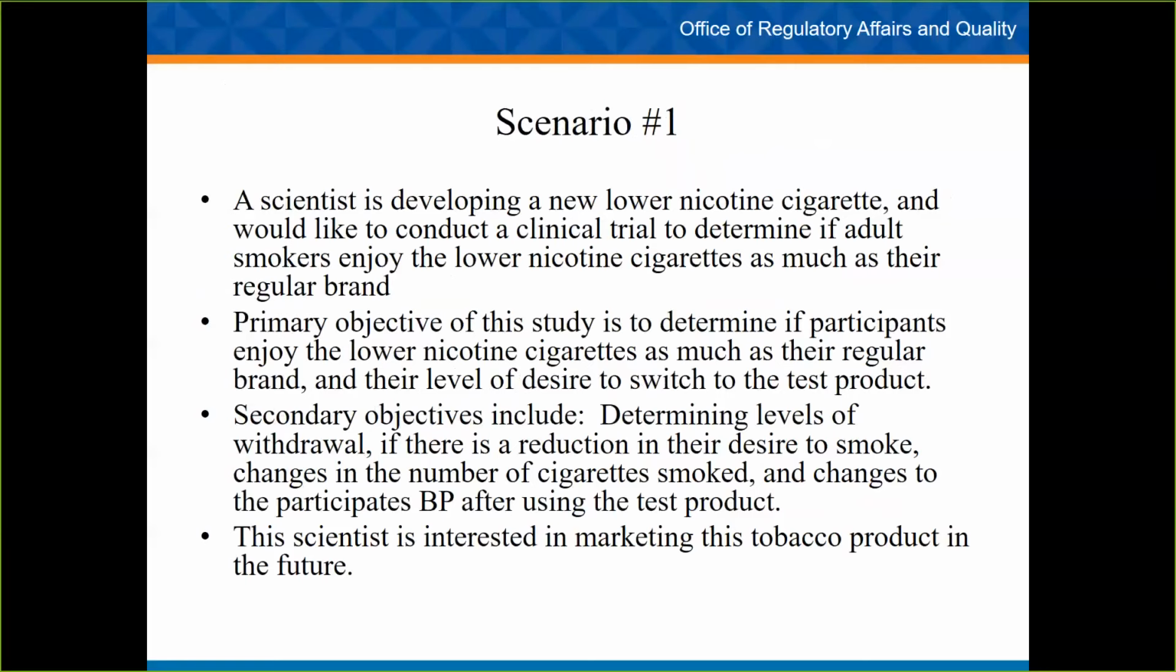So a scientist is developing a new lower nicotine cigarette and would like to conduct a trial to determine if adult smokers enjoy lower nicotine cigarettes as much as their regular brand. The primary objective of the study is to determine if the participants enjoy these lower nicotine cigarettes as much as their regular brands. Their secondary objectives are to determine the levels of withdrawal, if there's a reduction in the desire to smoke, changes in the number of cigarettes smoked, etc. And the scientist is interested in marketing this tobacco product.